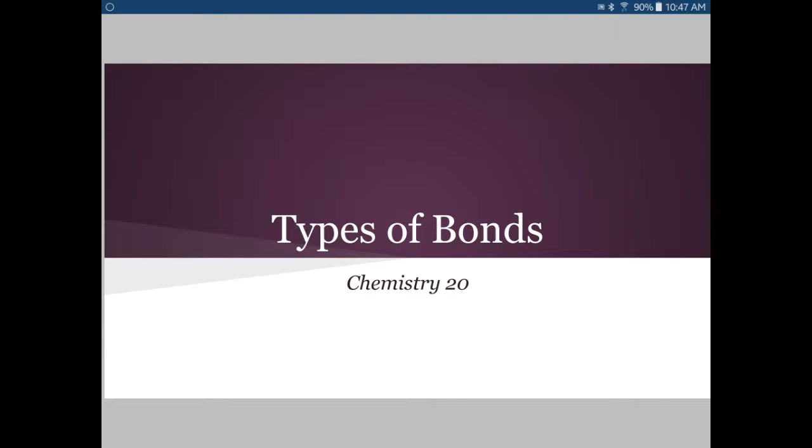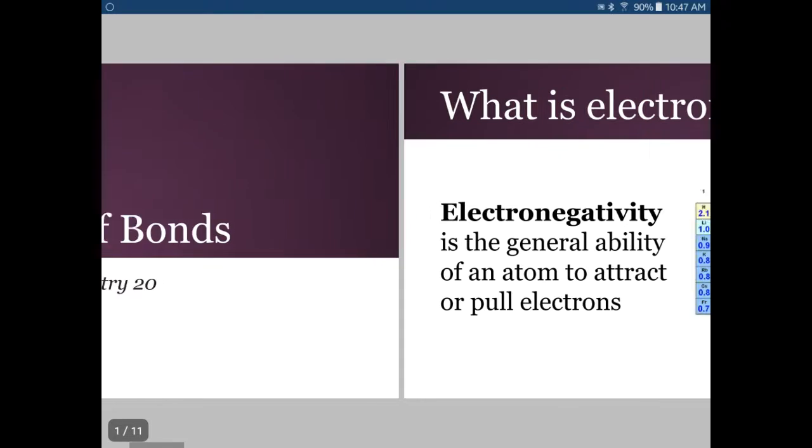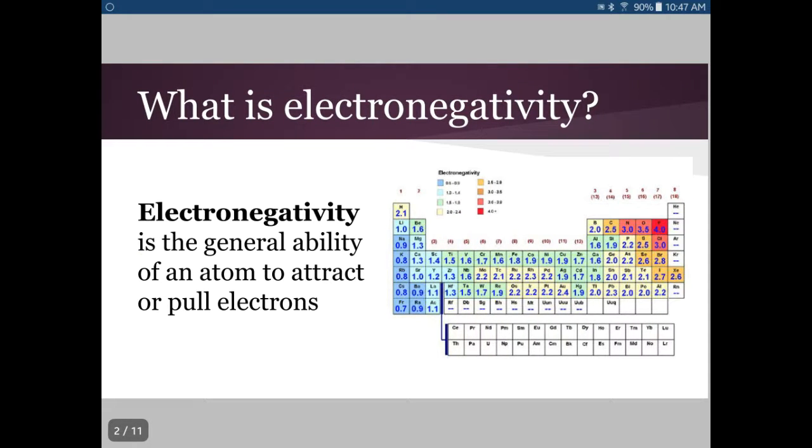The next portion of our Chemistry 20 chemical bonding unit is looking at the types of bonds that can exist in different compounds. So we're going to start with the concept of electronegativity because, in a big part, electronegativity is what determines the type of bond that will form between two elements.